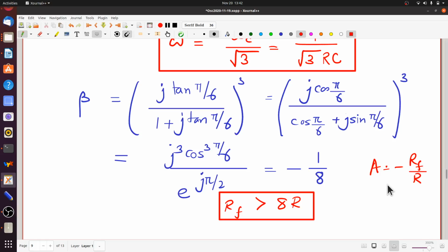So for beta A to exceed 1, which is when you will have oscillations beginning, RF must be bigger than 8 times R. If you keep it very close to 8 times R, the op-amp's own nonlinearities may be enough to give you sinusoidal oscillations. Typically, you would have to use other output limiting parts, like those diode combinations that we had for the Wien bridge. But that's sort of similar to this.